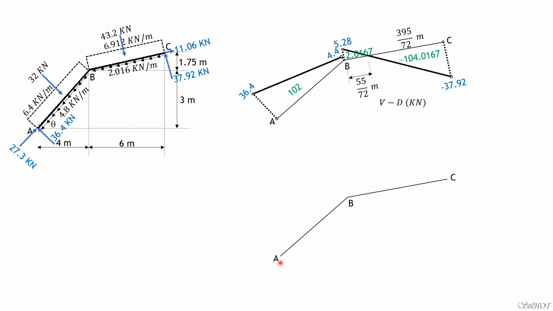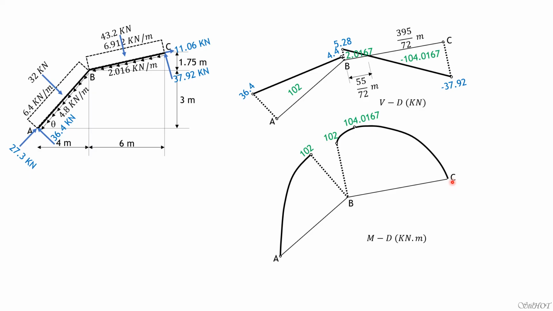So remember, moment at A is 0. This is positive decreasing. So it looks like that. The moment is 102. So that's 102. So it begins with moment in BC also positive 102. Then plus 2.0167 to 104.0167, positive decreasing. Then minus 104.0167, negative increasing. So that's moment at C, 0. So this is the moment diagram.